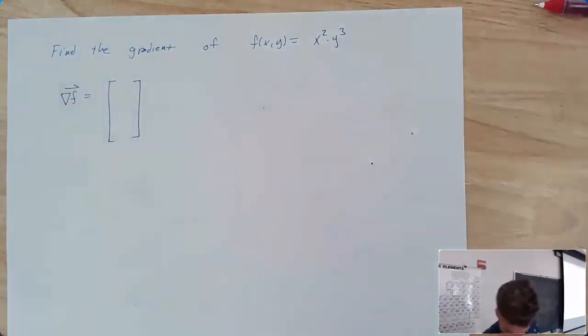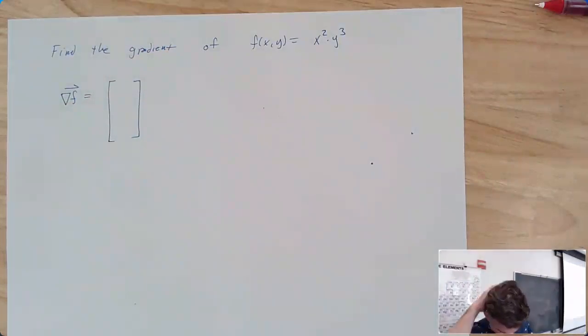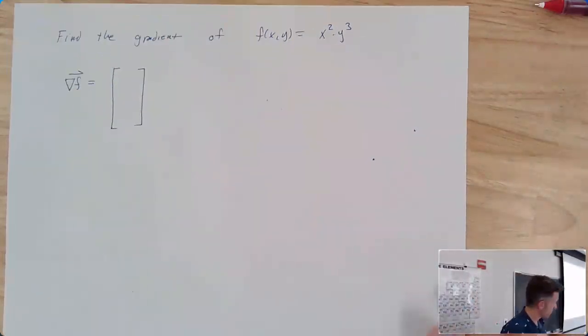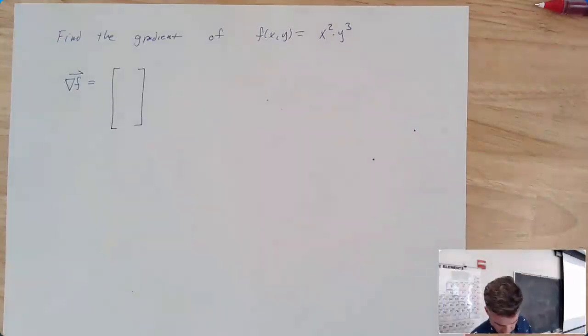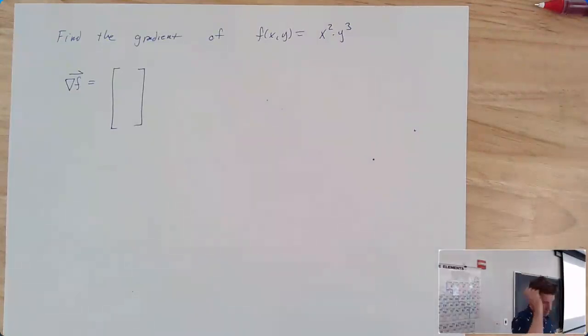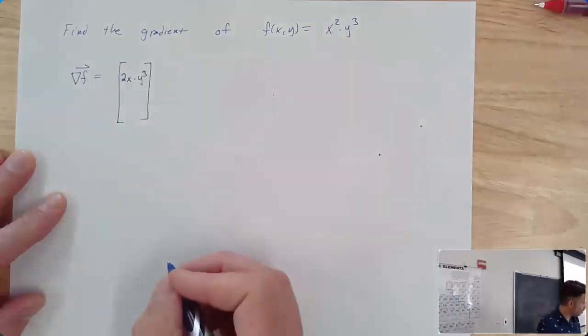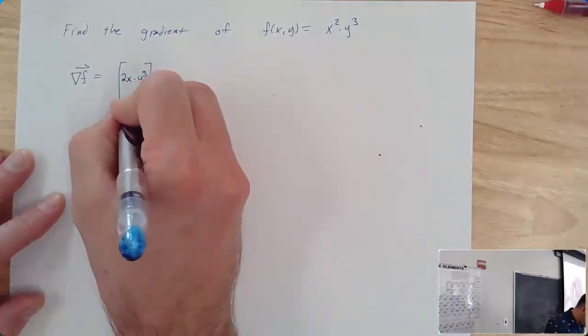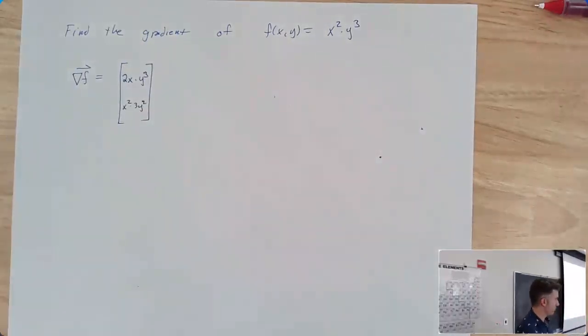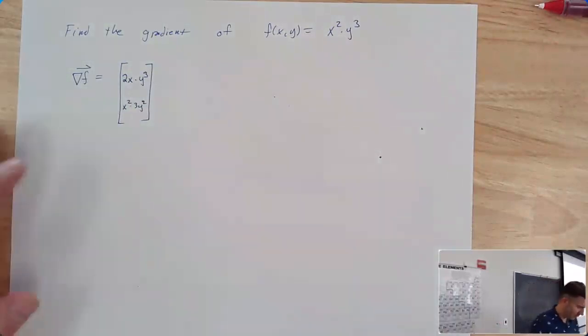It's not too terrible. A few seconds. So for the first component, we should be getting 2x times y cubed. The second component, we should be getting x squared times 3y squared. Those are the partial derivatives.